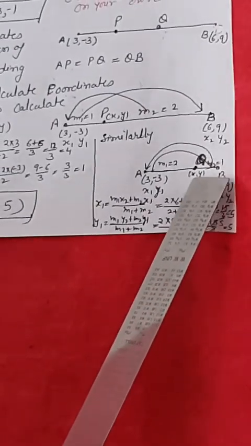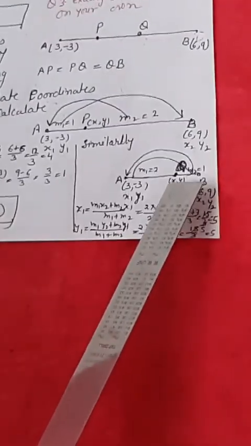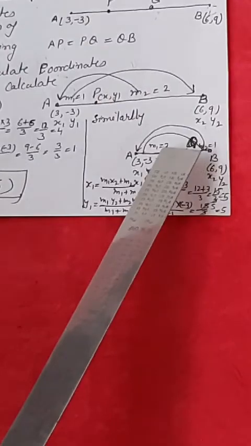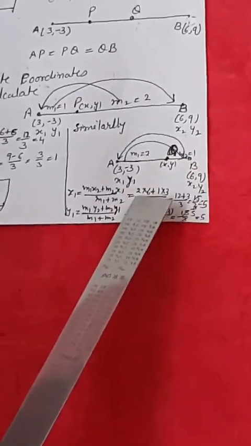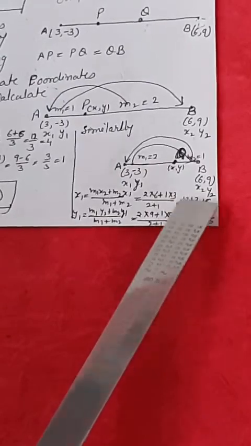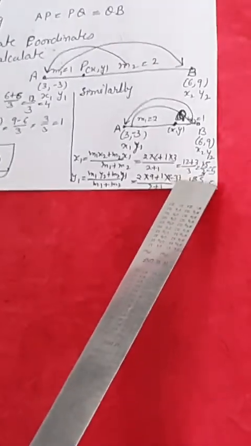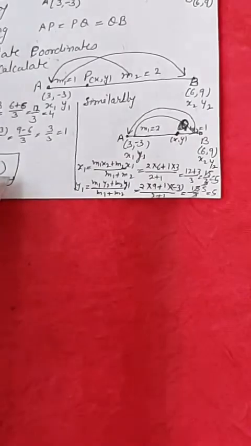And the division point, let us say Q, is (x, y). Again the same formula. x equals (M1 x2 plus M2 x1) upon (M1 plus M2). M1 is 2 here. 2 into 6 plus 1 into 3 upon 2 plus 1. Solve it, you will get 5. Same way you substitute for y. y equals (M1 y2 plus M2 y1) upon (M1 plus M2). Substitute the values and calculate, you will get 5. So the division point Q is (5, 5).